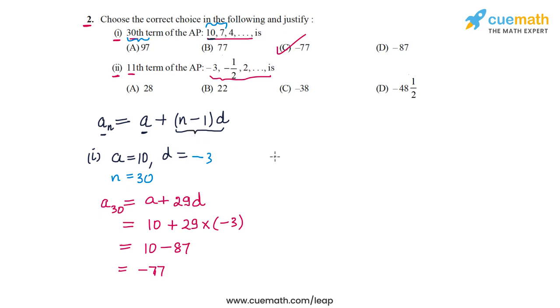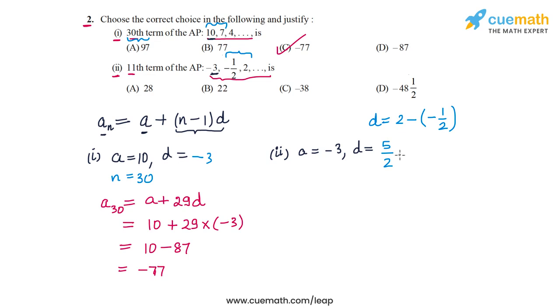Now let's do part 2. In part 2, the first term of the AP is -3, so a is -3. What is the common difference in this case? Let's take any pair of terms. If you take, let's say, the second and the third term, the common difference can be calculated by subtracting the second term from the third term. The third term is 2 and the second term is -1/2. So we do 2 minus (-1/2). So this is d, which is 2 plus 1/2 or 5 by 2. So d is equal to 5 by 2, or you can call it 2.5 also.